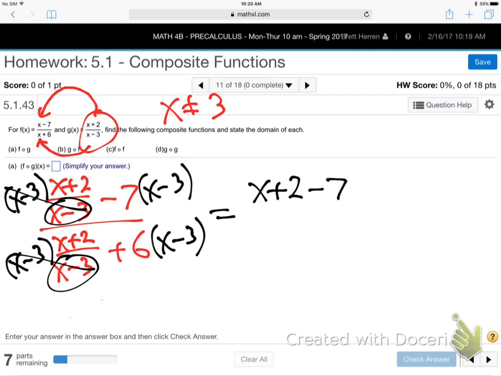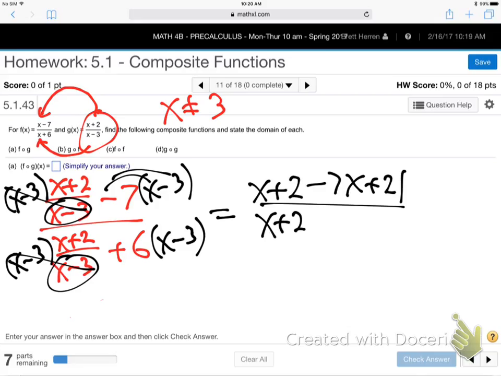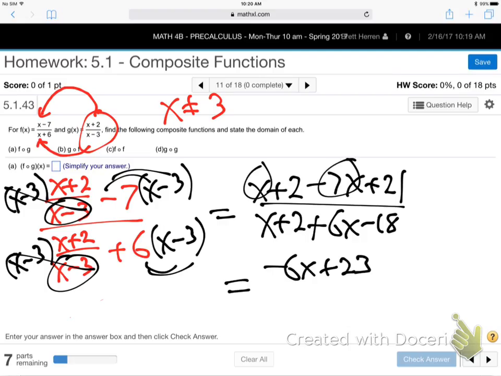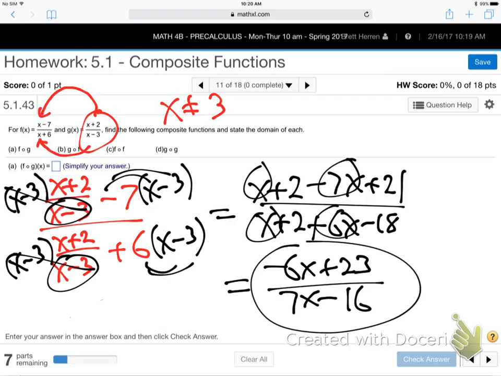So what does that leave us? X plus 2 minus 7. In fact, I'm just going to distribute this one right away. Minus 7x plus 21 over x plus 2. Distribute this one. 6x minus 18. What's that? X minus 7x. What's that? Minus 6x plus 23. X is 7x minus 16. There we go. And for the domain issue, we already have x can't be 3 because of the original before the cleanup. And then we would also say 7x minus 16 cannot be 0. So x cannot be 16/7 also.